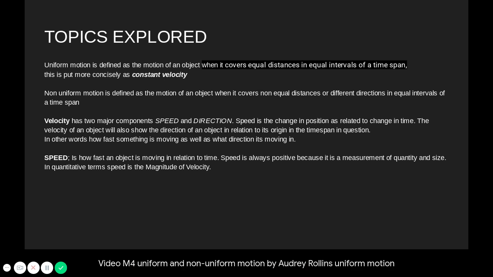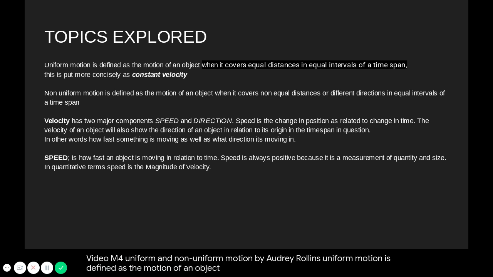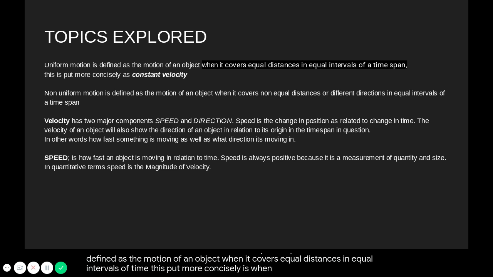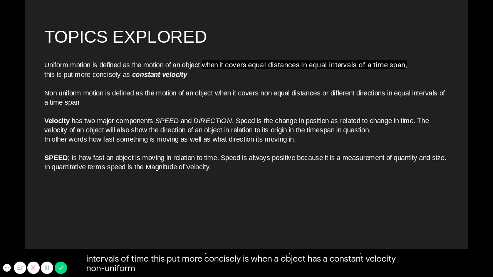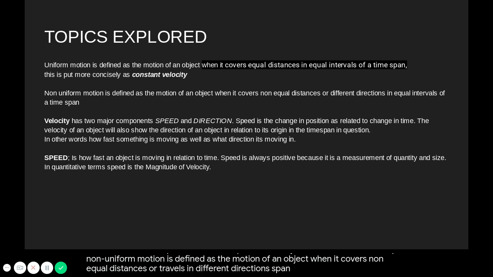Uniform motion is defined as the motion of an object when it covers equal distances in equal intervals of time. This, put more concisely, is when an object has a constant velocity. Non-uniform motion is defined as the motion of an object when it covers non-equal distances or travels in different directions in equal intervals of a time span.